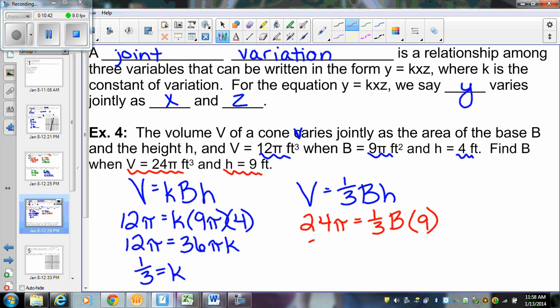So when we do that, we get 24 pi is equal to 3 times the area of the base. So then you divide by 3 and you get that the area of the base is 8 pi. Now check your units. The height was measured in feet, the volume was measured in cubic feet. So since we're talking about the area of something, that would be in square feet. So the area of the base must be 8 pi square feet in this particular cone.